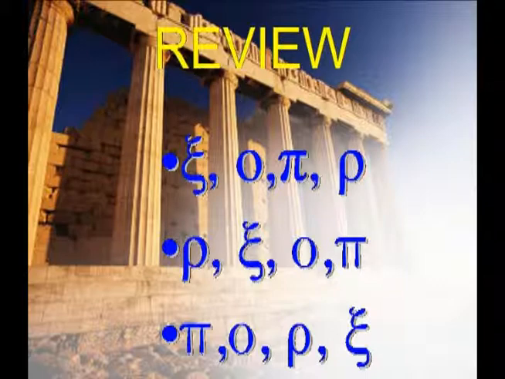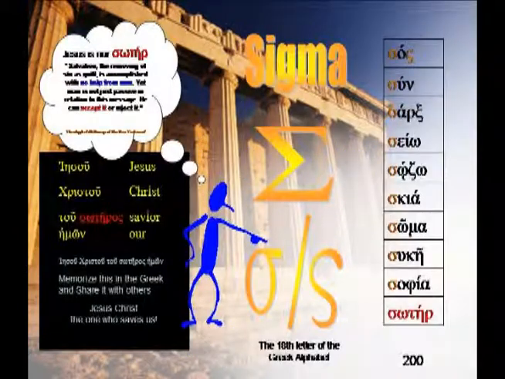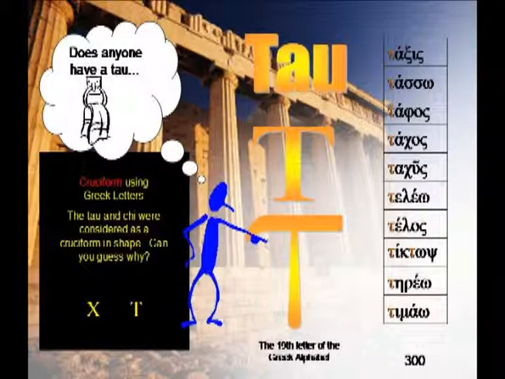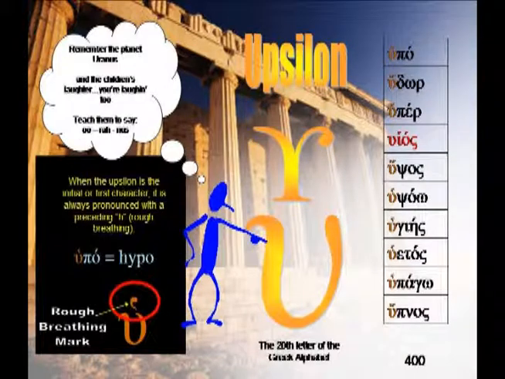How are we doing so far? Great. Sigma, sigma finalis. Sigma, sigma finalis. Tau, tau. Upsilon, upsilon.